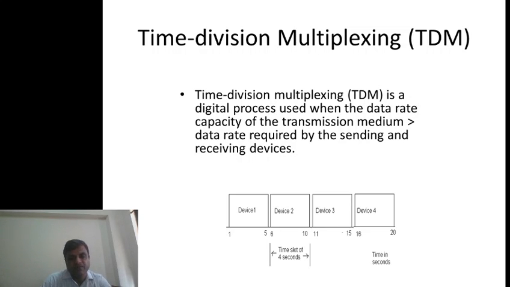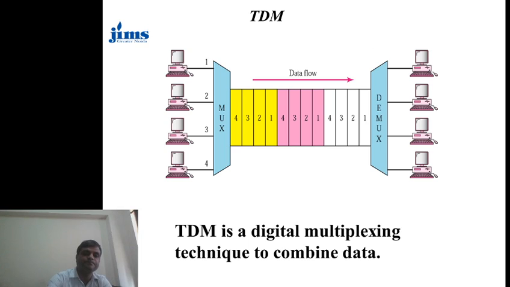For example, between 5 and 6, there is a gap of generally one time slot, that is called a guard band. This is used for synchronization purposes. And we see here we allow 4 seconds to each device. So device 1 uses all the available bandwidth for 4 seconds, then device 2, then device 3, and so on.